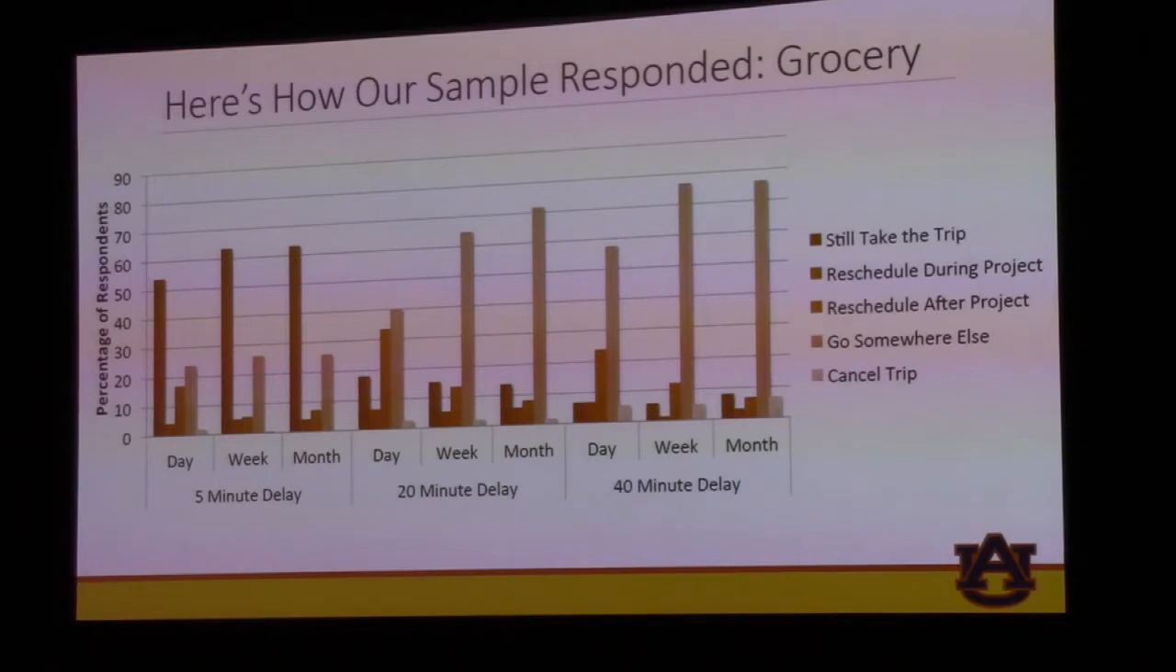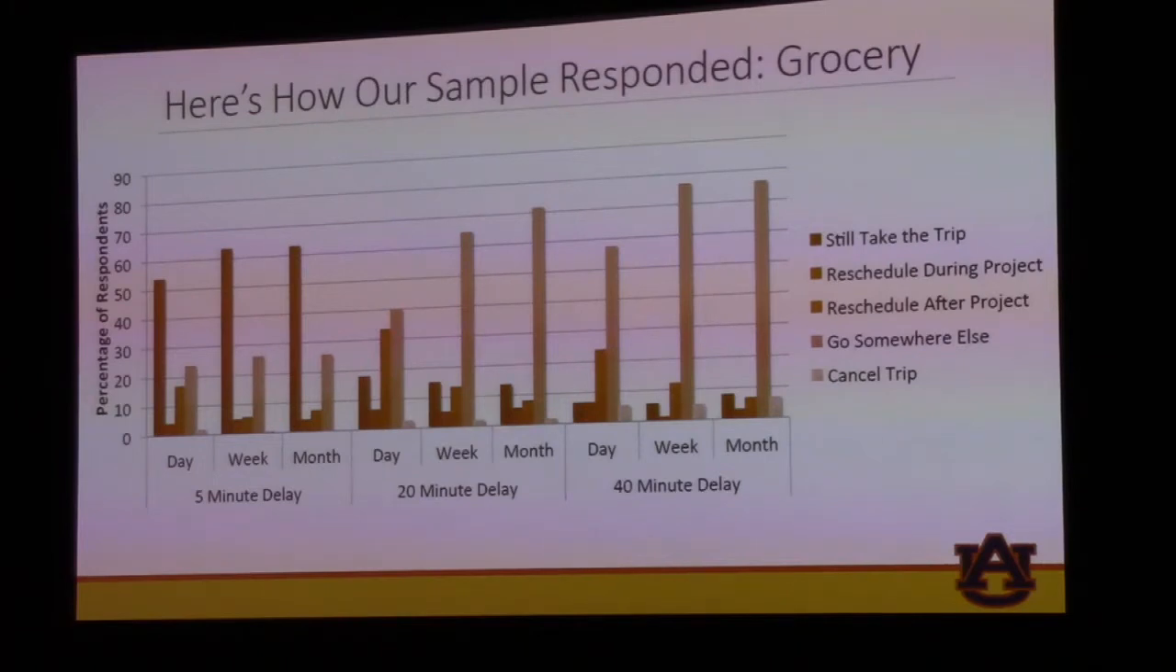But as soon as you jump into that 20-minute delay, it gets into those avoidance choices where you're going to either go somewhere else or cancel the trip entirely. A dramatic jump up there. And same thing for the 40-minute delay. Interestingly, the day, the week, and the month did not have as much of an impact on these choices.